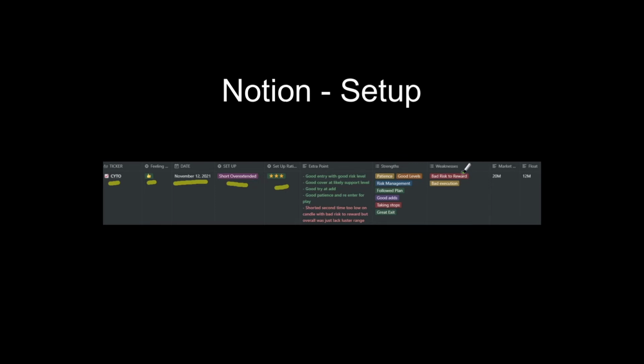Next, I put strengths and weaknesses. This is really useful in Notion. You can make a multi-select, and I just type in my most common strengths, my most common weaknesses, or whatever I did for the day. Most of the time, I have patience up there. And for this trade as well, I had good levels, risk management, followed the plan, good adds, taking stops, and a great exit. So today I can see quite easily that, oh wow, I've got a lot more strengths than weaknesses on this trade. This was a good trade, and I can look over it and see how I did.